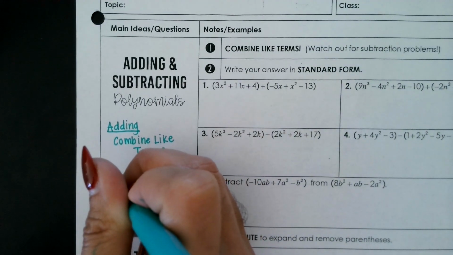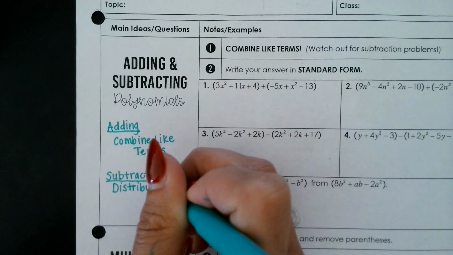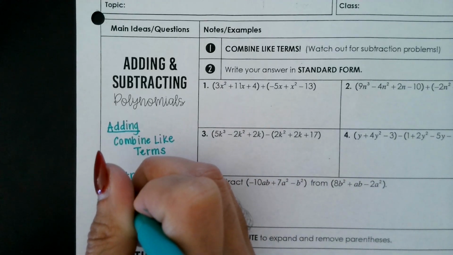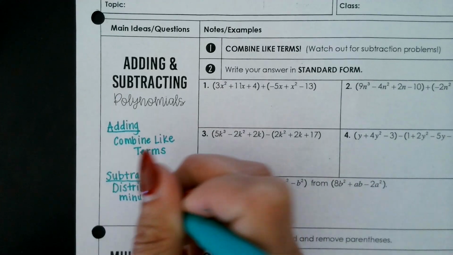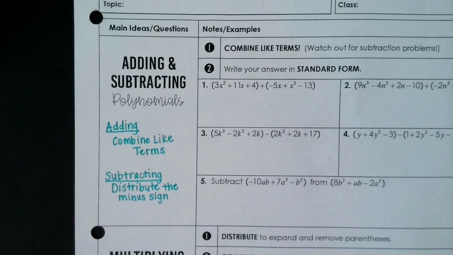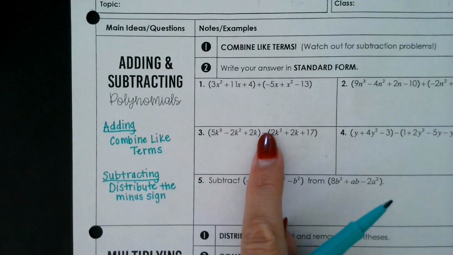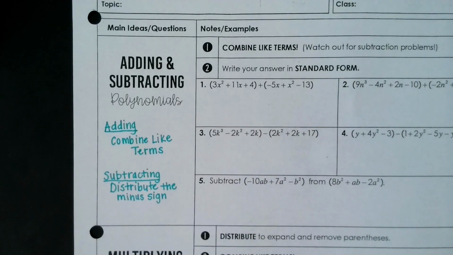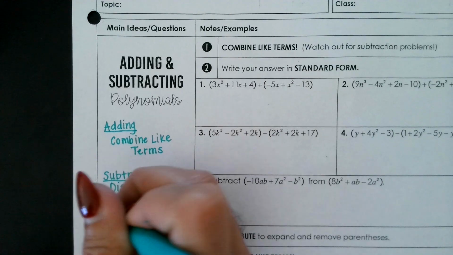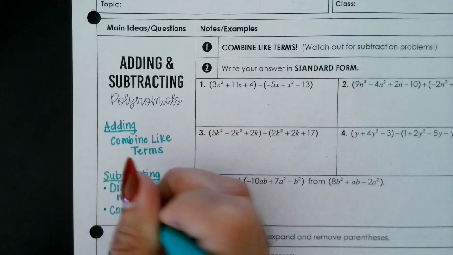So what you have to remember to do when subtracting is distribute the subtraction sign first. I'm going to call it the minus sign, just to abbreviate. Distribute the minus sign first, only to the polynomial that comes after it, because that's the one that you're actually subtracting. Distribute the minus sign first, then you can combine like terms. Then it becomes just like an adding problem.